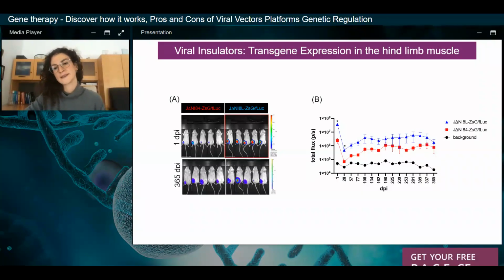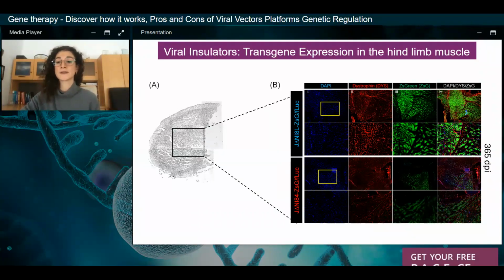And in B, there is the entire expression profile of these vectors. The expression profile is similar for the two vectors. It peaks at 1 day, declines at 1 month, and then comes back up and stays steadily high for a year. Now again, the LAT locus, or better, the insulator in the LAT locus, protects the transgene better than the elements surrounding the ICP4 locus. So we were able to reproduce what we observed in vitro.